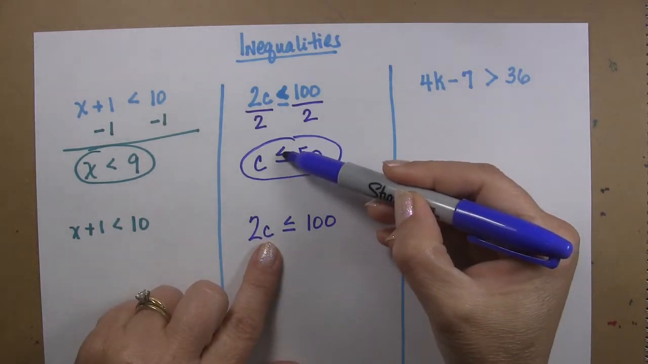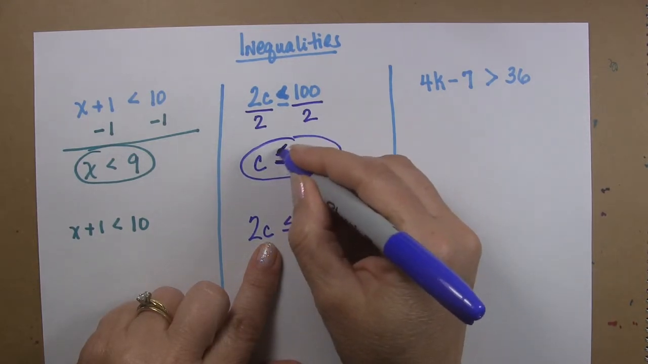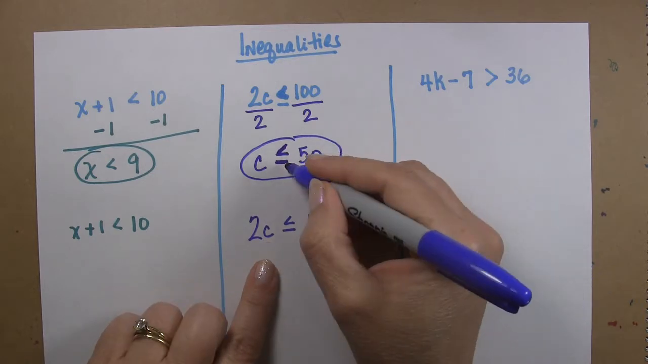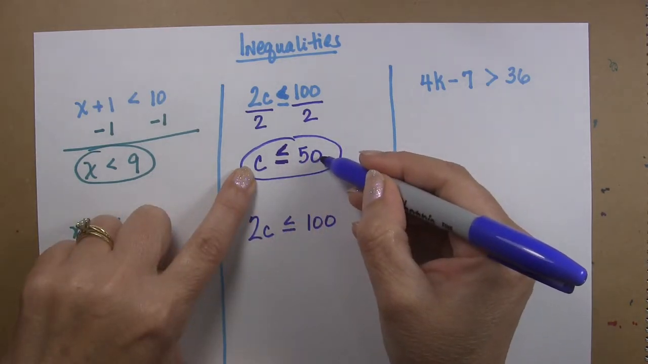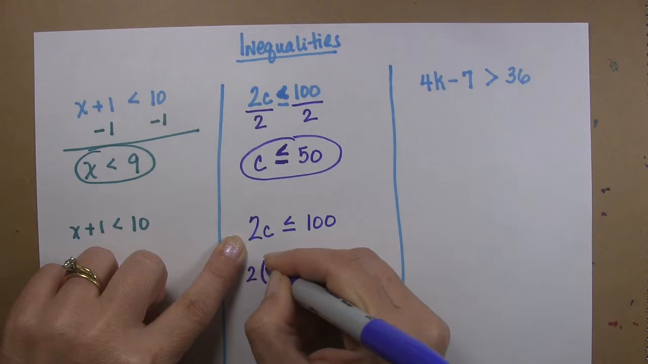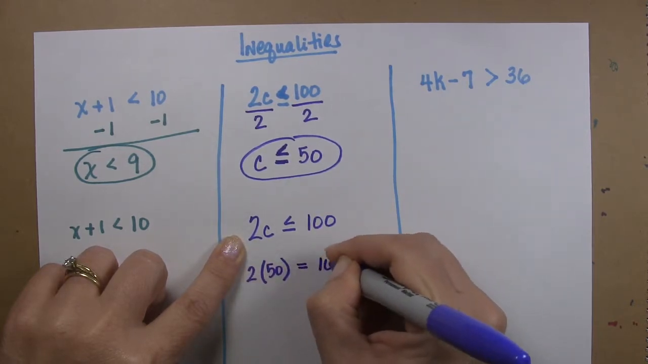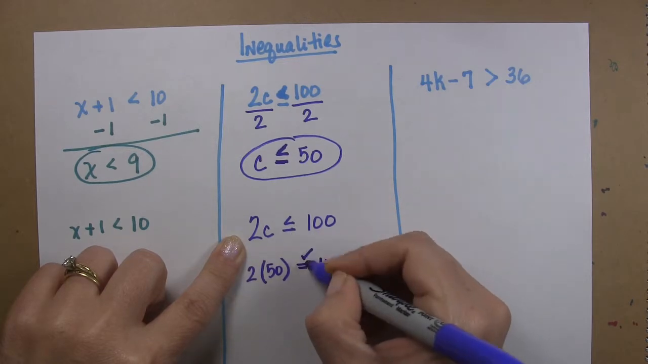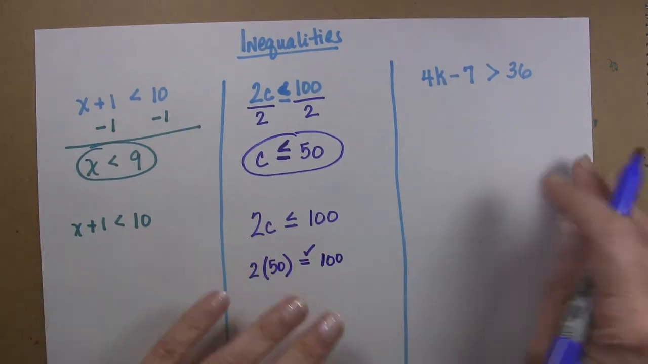Notice that we have a less than sign and an equal to sign. That means that if c exactly equals 50, this equation will still work because equaling 100 is an option. So 2 times 50 equals 100. So that works. That's what this means. It means less than or equal to.